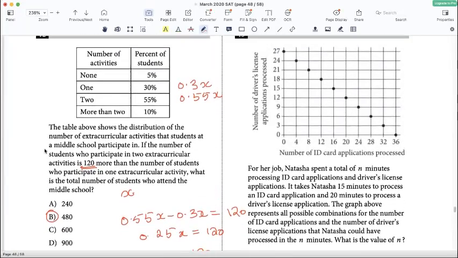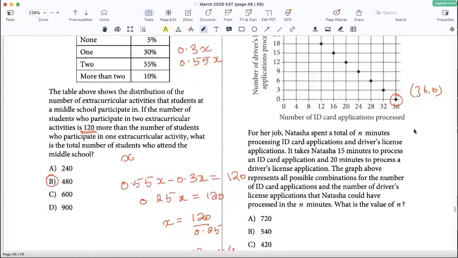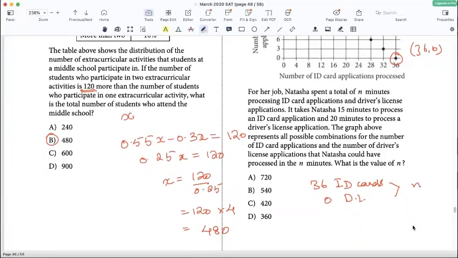Okay, so let's work with the x-intercept. So this is (36, 0). So if she processes 36 ID cards and 0 driver's licenses, that takes her n minutes, right? So for 36 ID cards, she would need 36 times 15. So 36 times 15 should be n.